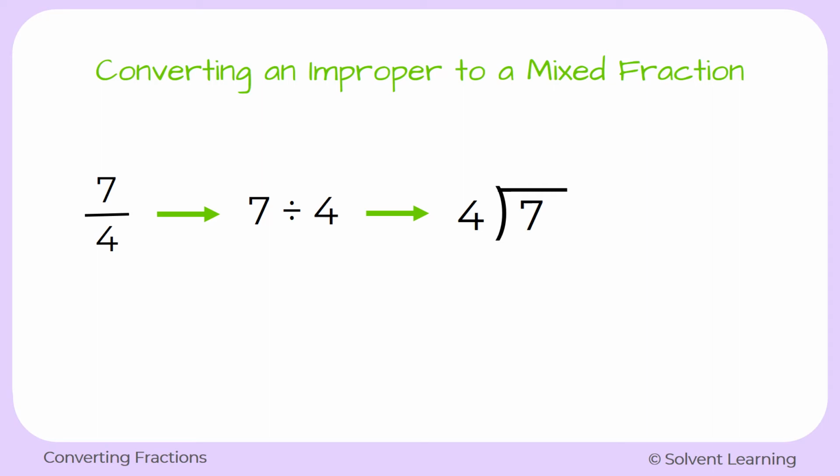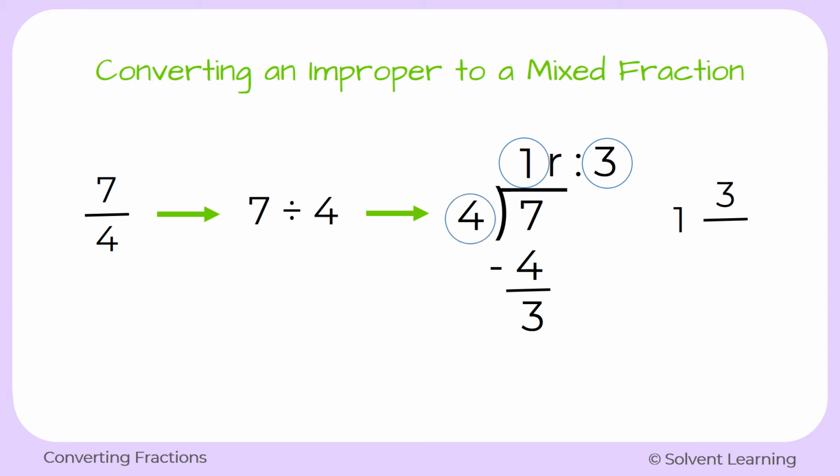So we know that 4 goes into 7 one time, 4 times 1 gives us 4, subtract, and we have a remainder of 3. Now each part of the answer that we get by solving through long division is going to give us part of our mixed fraction. So the whole number part of our answer, the 1, becomes the whole number of our fraction. The remainder becomes the numerator of the fraction part. So we put the 3 as the numerator.